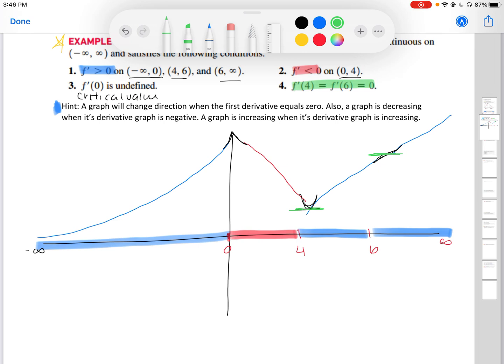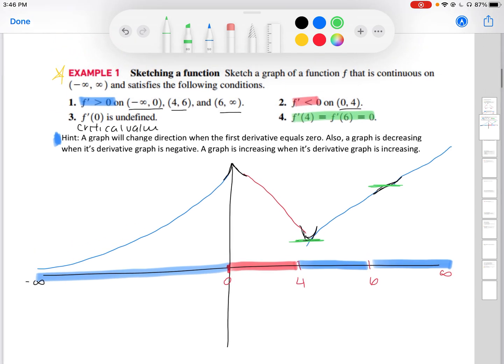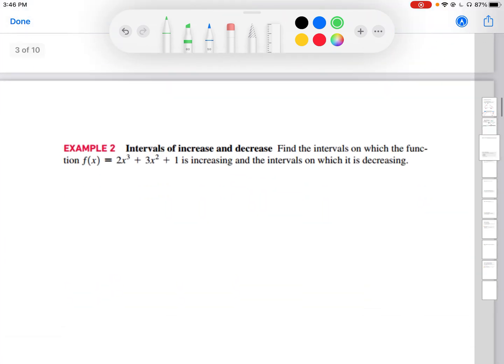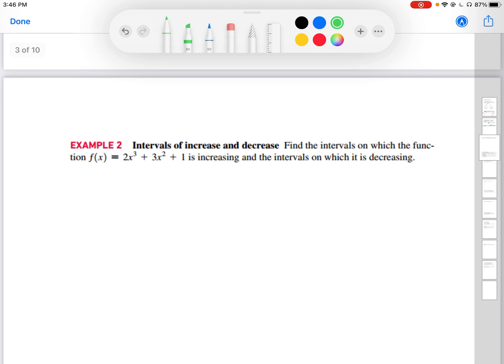Now, this is a very rough sketch of the information given, and you can take the liberty to move this up or down however you wish. But based on what we have, all we know is when the graph is going up and down and where we have some peaks. I'm going to go ahead and skip example 2.